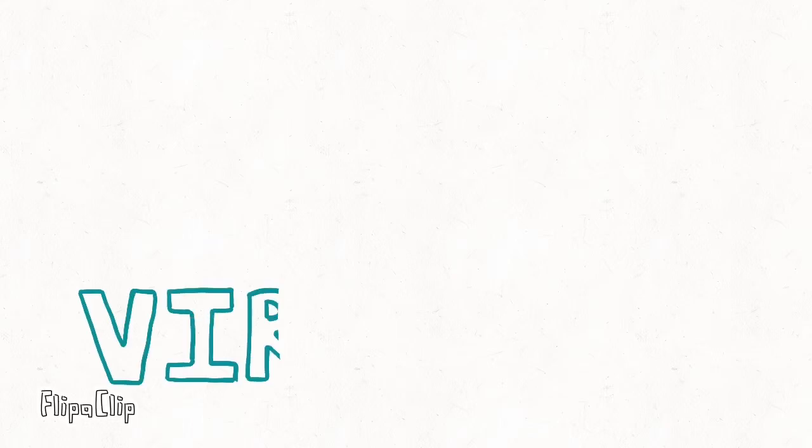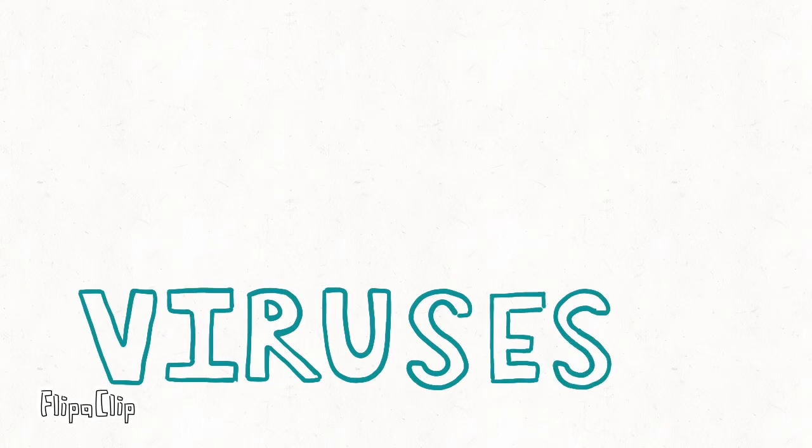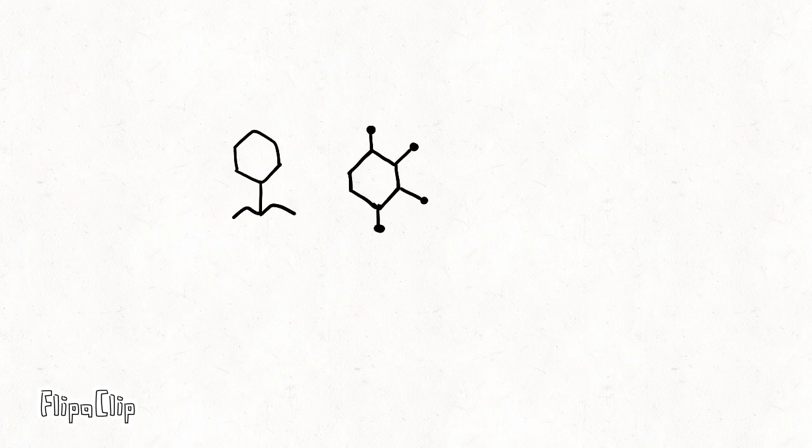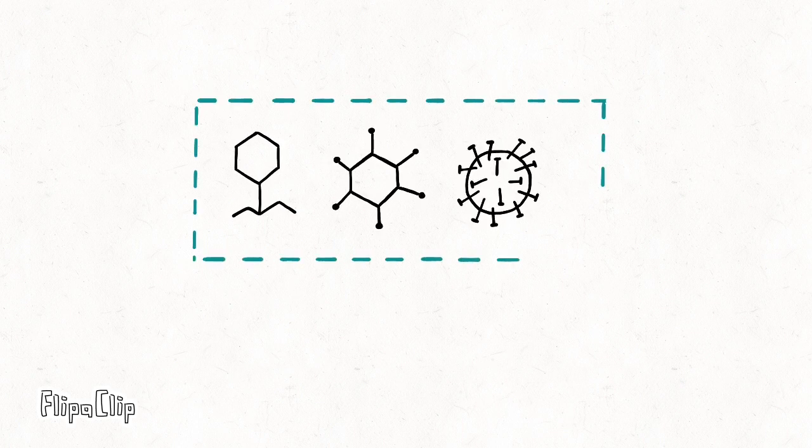Alright, so today we will be talking about viruses. The first virus you see here is known as a bacteriophage, which, as the name suggests, infects bacteria. Even though I'll be drawing bacteriophages throughout this, just know that there are lots of different shapes and forms that viruses come in that can infect both eukaryotes and prokaryotes, like the one you see here.